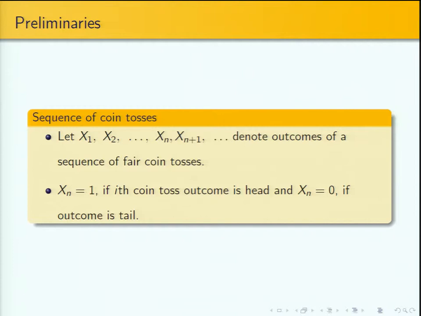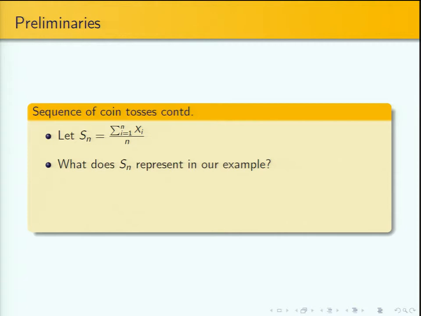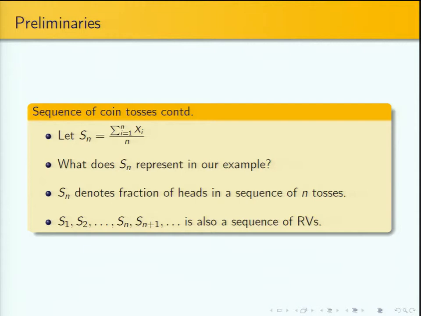All right. Now we'll take a very, very simple coin toss example. I have a sequence of coin tosses, x1, x2, etc. xn is equal to 1 if it is head, and xn is equal to 0 if it is tail. Everybody's clear? Okay, good. So what does Sn represent? Sn is the mean of, okay, good. What does that quantity physically mean? It is the fraction of heads, basically, right? Sn denotes the fraction of heads. See, xn takes 1 when it is head. Sn will physically mean how many of the tosses were heads out of the n tosses, right?